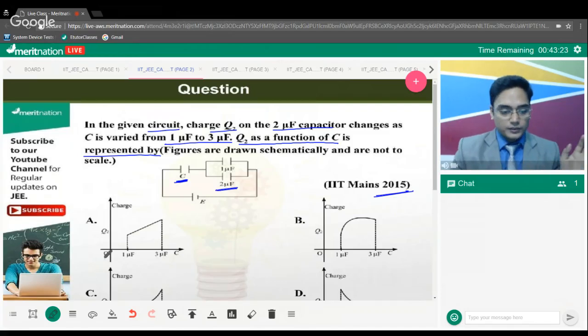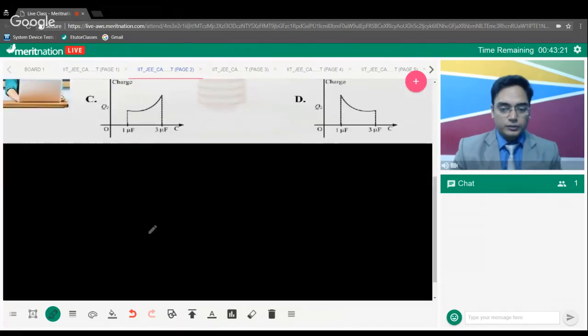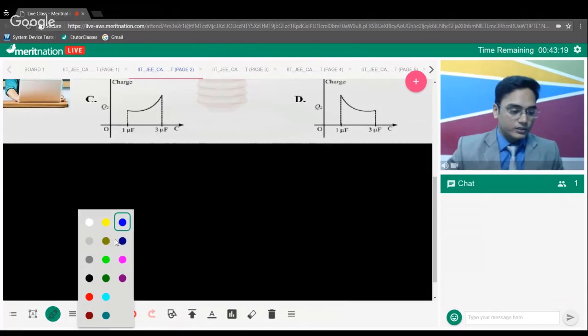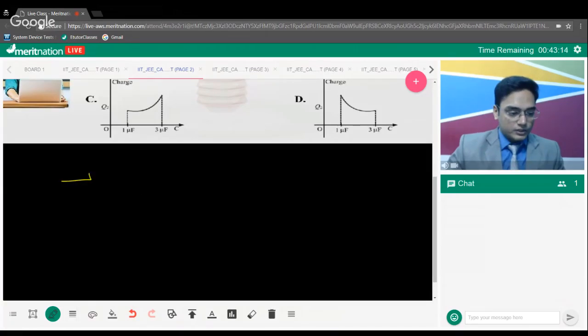To solve such a question, this type of circuit is very common. I'm drawing this circuit first and then I'll explain. This circuit is a combination of 3 capacitors like this, and some voltage is being applied here.